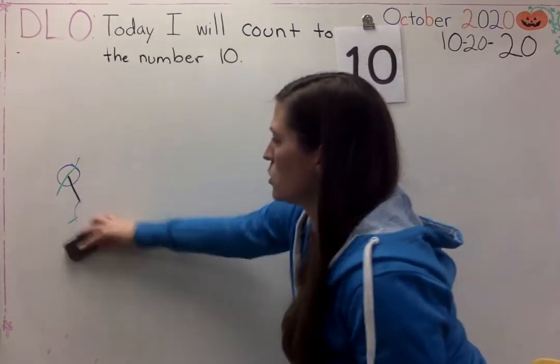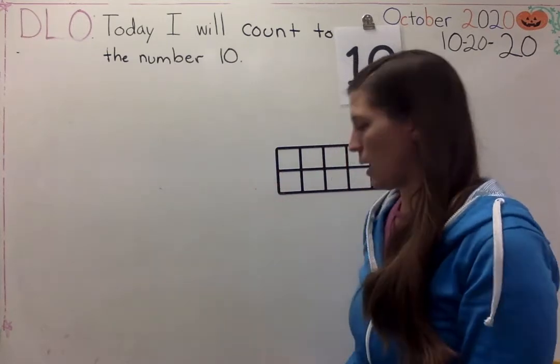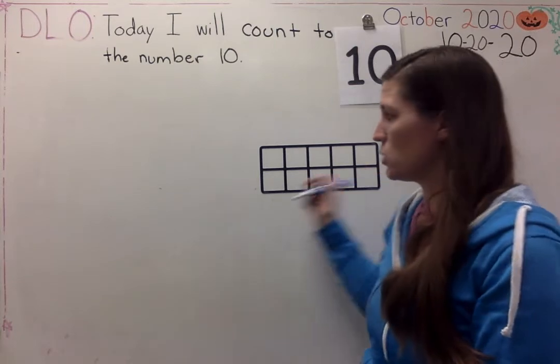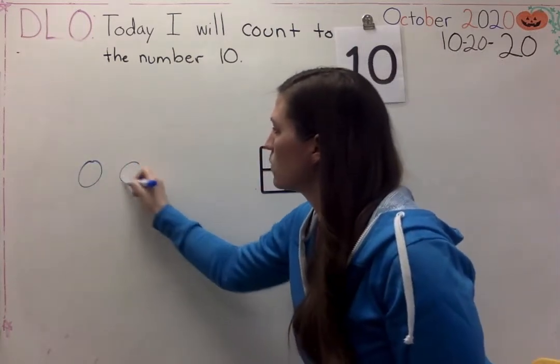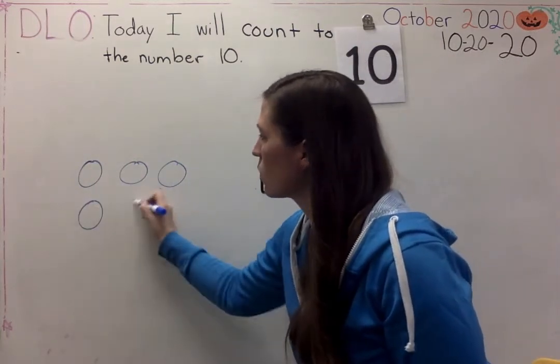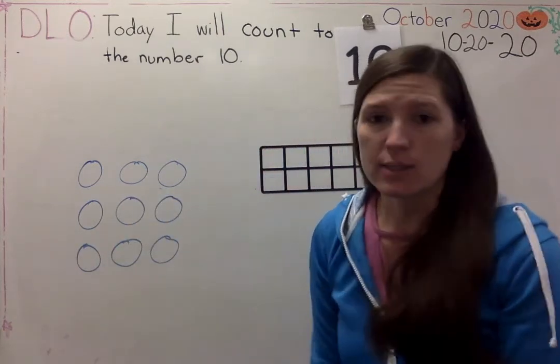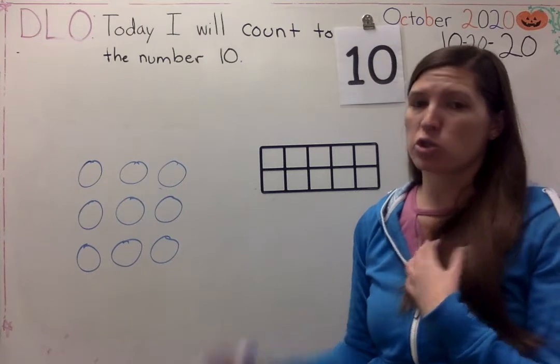After you've crossed off or zigzagged and counted all of your objects, you're going to fill it in the 10 frame. So let's just do a couple more. Let's count them. I'm going to use my favorite strategy of crossing off.